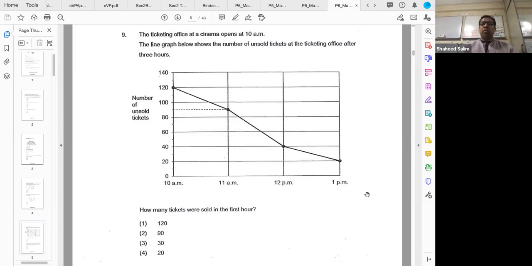How many tickets were sold in the first hour? Come on, you can do this. Just the first hour. First hour.